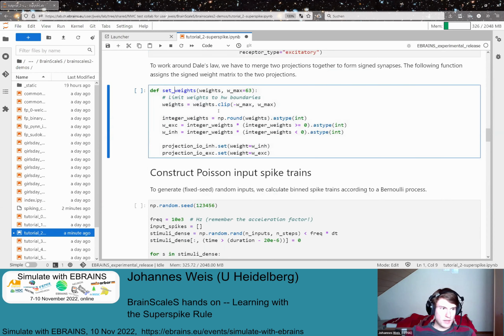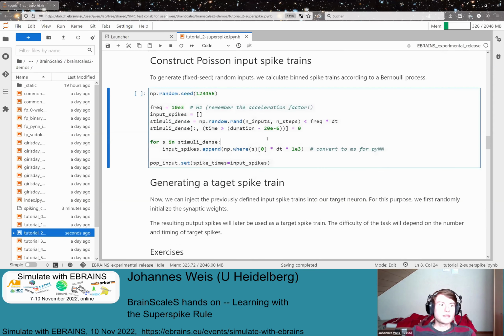There's another helper function, set weights, which distributes the weights across those two synapses. We first clip weights to the hardware range, which is -63 to 63, as we have 6-bit weights. Then it writes positive rates to an excitatory part and negative rates to an inhibitory part. That allows us to have 6-bit plus sign of rate resolution, so to say.